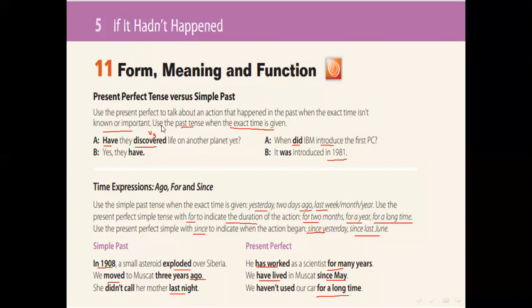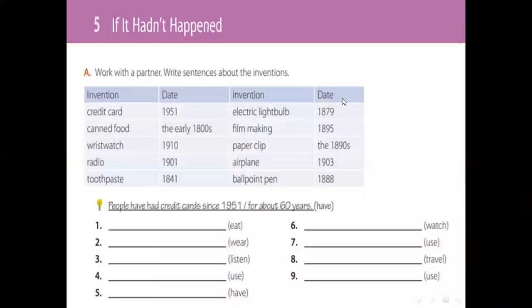Do you understand, my lovely students? Okay, now let's answer the following exercise. Write sentences about the inventions. For example, credit cards, 1951, canned food, the early 1800s, wristwatch, 1910, radio, 1901, toothpaste, 1841.